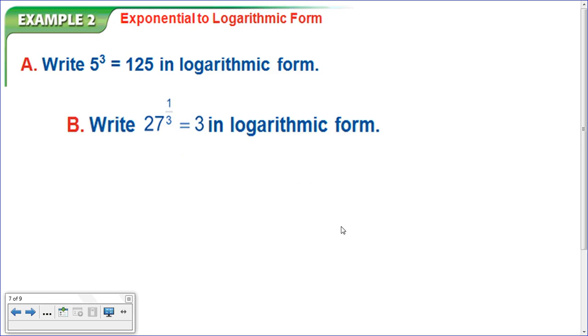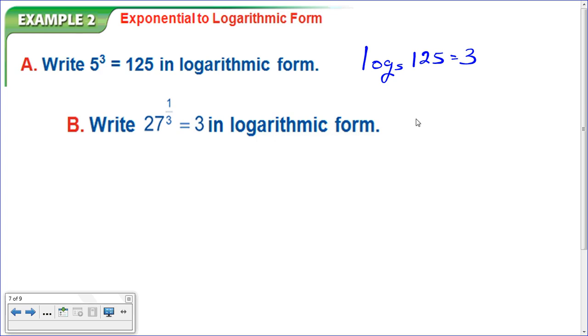Let's go backwards. Up here I'm going to write 5 to the third power equals 125 in logarithmic form. Well, basically, since 5 is our base here, 5 is going to be our base on our logarithm. So log base 5. And remember, this is what goes next to the logarithm, 125, and that equals what the power on your base was. Same thing's going on right here.